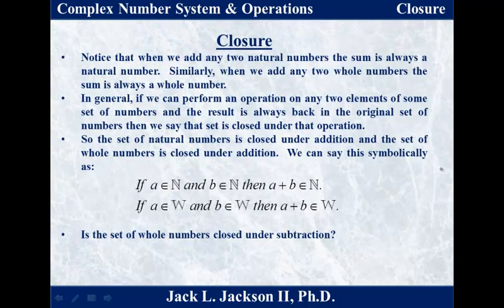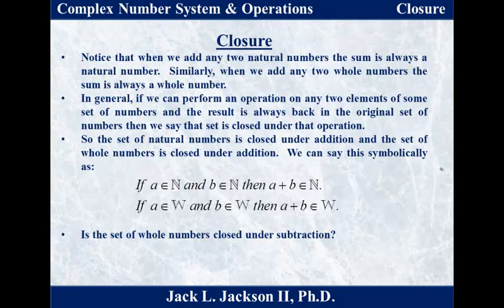Now another algebraic property we want to talk about is called closure. So notice that when we add any two natural numbers, the sum is always a natural number. And that also works for whole numbers. You take any two whole numbers, the sum is always a whole number. So in general, if we can perform an operation on any two elements of some set of numbers and the result is always back in the original set of numbers, we say that that set is closed under that operation. So the set of natural numbers is closed under addition, and the set of whole numbers is closed under addition.